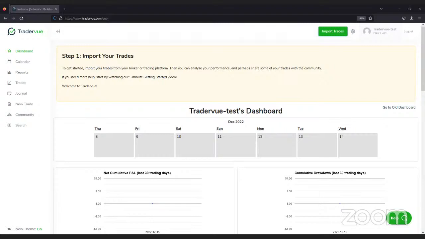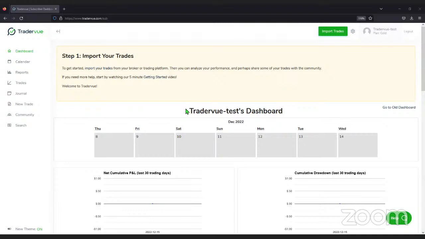So what we have, and I hope everybody's seeing my screen, is the Tradervue dashboard. This is what you see as soon as you subscribe. This is basically the screen that you get. And so I decided to create this test account for us to do an overview about what Tradervue is all about. And so yeah, this is the first screen, and we will get back to this.